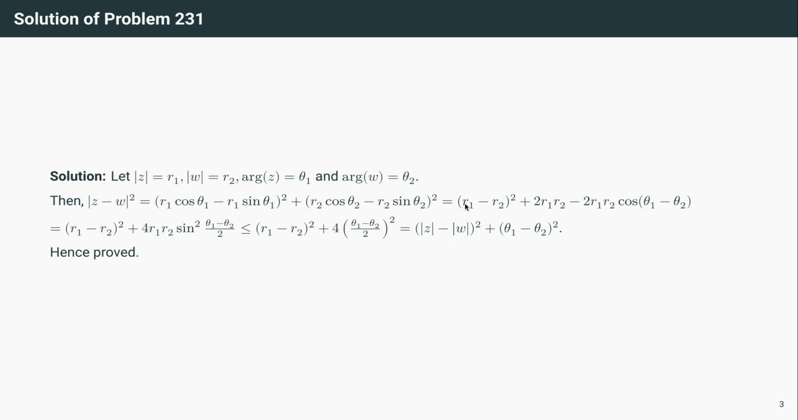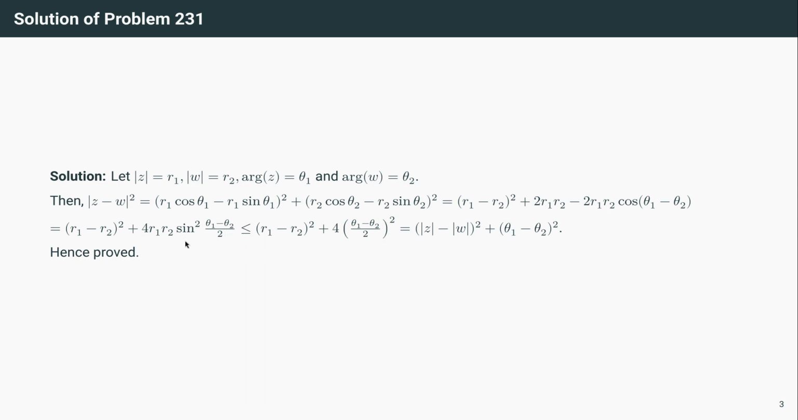This will be mod of r1 minus r2 whole square plus 2 r1 r2 minus 2 r1 r2 cos of theta 1 minus theta 2. Now from trigonometry, we have an identity that 1 minus cos theta is equal to 2 sin square theta by 2. So if you take 2 r1 r2 common, it will become 1 minus cos of theta 1 minus theta 2, which would be 4 r1 r2 sin square of theta 1 minus theta 2 by 2.